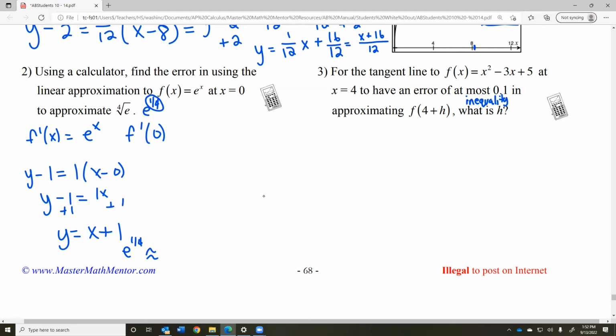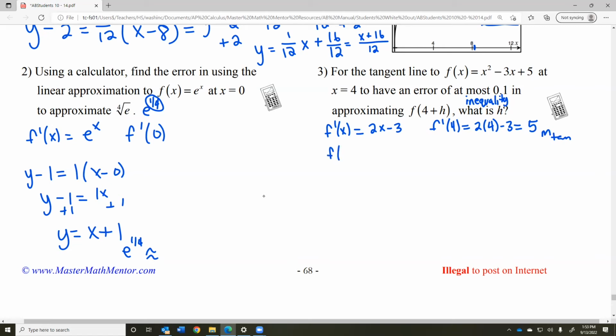In approximating f of 4 plus h, what would h have to be in this case? So the first thing we need is the derivative. The derivative would be 2x minus 3. And we need this derivative at x equals 4. So we need f prime of 4, which would be 2 times 4 minus 3. 8 minus 3 is 5. So that would be the slope of our tangent line.